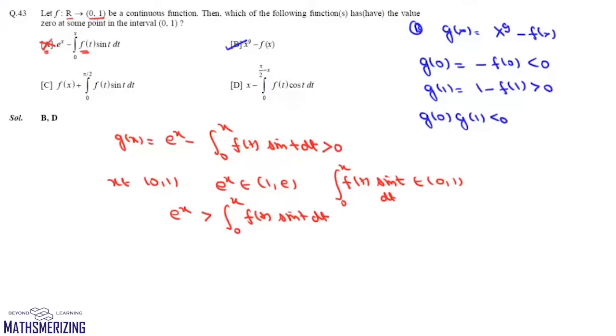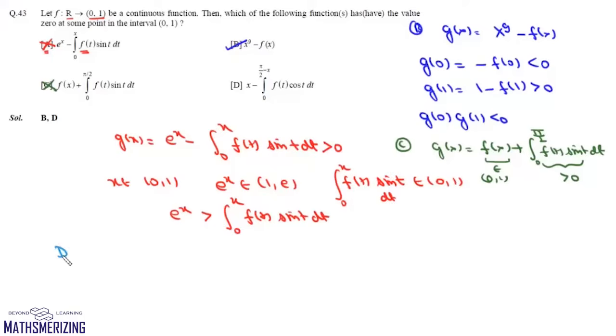Now for this third case, when g(x) is f(x) plus this integral from 0 to pi by 2 of f(t) sin t dt. Now this f(x) is positive and this f(t) sin t is also positive. This g(x) is always greater than 0, and thus it cannot be equal to 0. So C is incorrect. Now what about this option D?